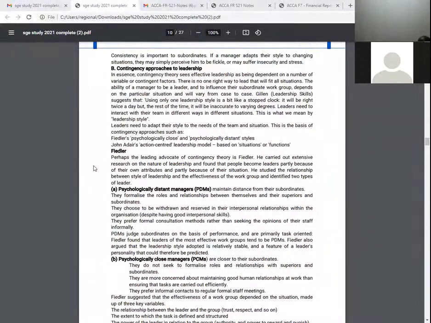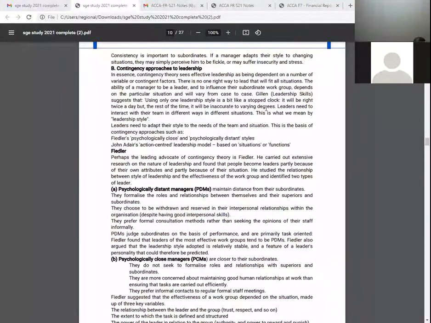So contingency approaches to leadership, in essence, contingency theory sees effective leadership as being dependent on a number of variable or contingent factors. There is no one right way to lead that fits all situations. The ability of a manager to be a leader and to influence the subordinate work group depends on the particular situation and will vary from case to case. Using only one leadership style is a bit like a stopped clock. It will be right twice a day, but the rest of the time it will be inaccurate to varying degrees.